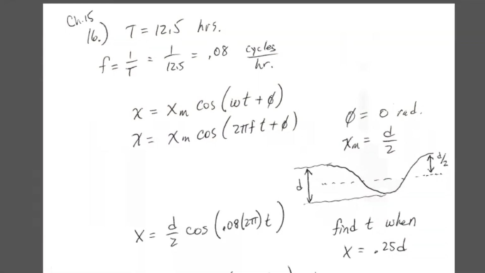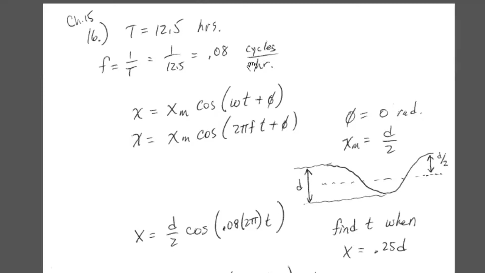Okay, so our period of the simple harmonic motion is given to us as 12.5 hours. So we're just going to use our equation for displacement in simple harmonic motion. And here we have omega. I like to use 2 pi times the frequency as omega. You could use 2 pi over T. So since T was given to us, 1 over T, which is the frequency, is 0.08 cycles per hour, because our time was in hours.